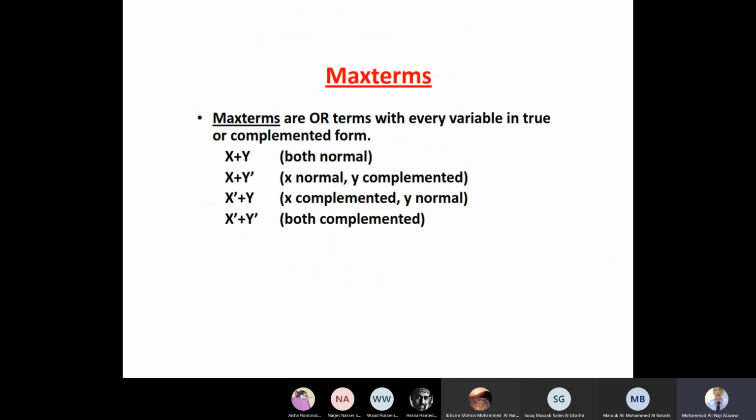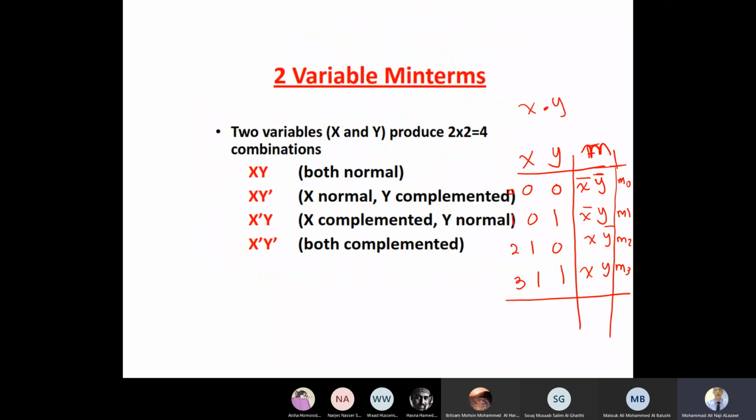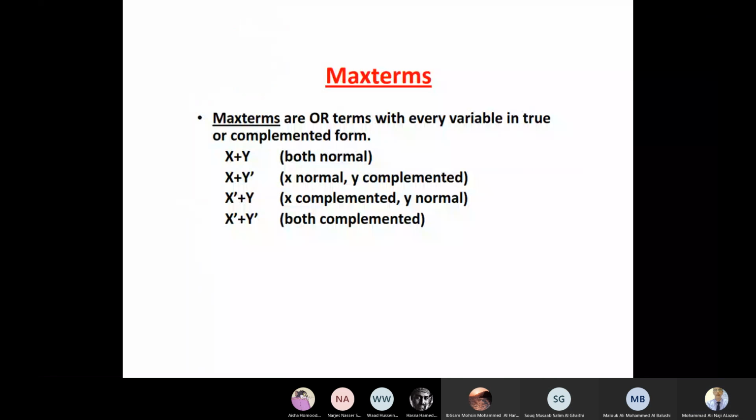If you completed the solution, what do I call this? I call it the min-term. Okay. Really, I'm happy to see these responses. Excellent. I'm sure you will do very good in exams. So I want you to continue in this. Okay. Thank you very much.